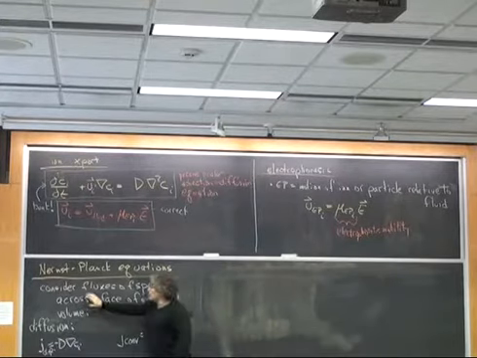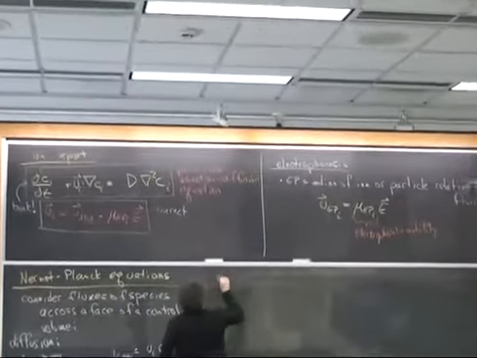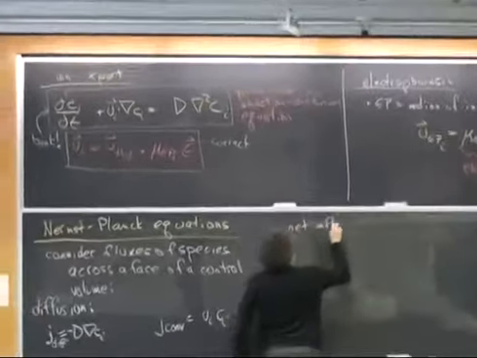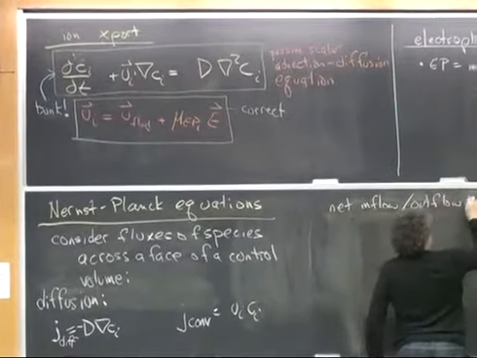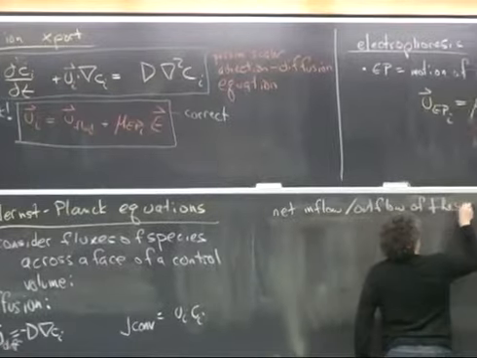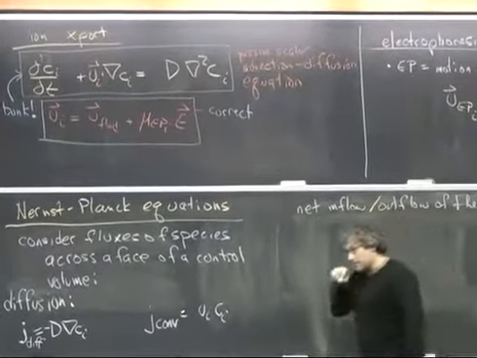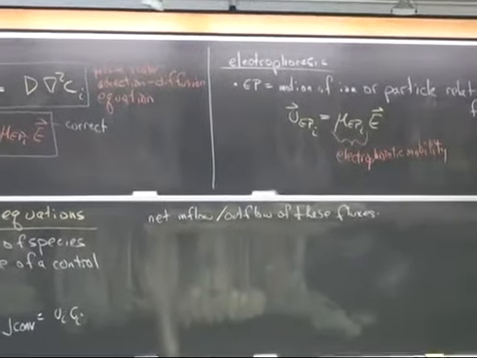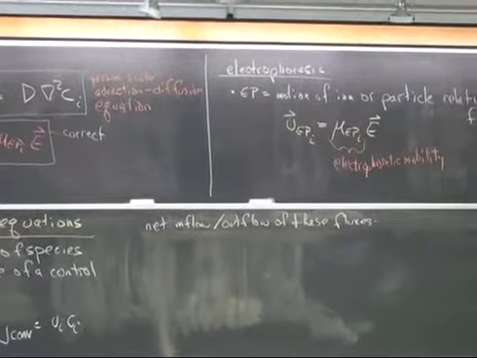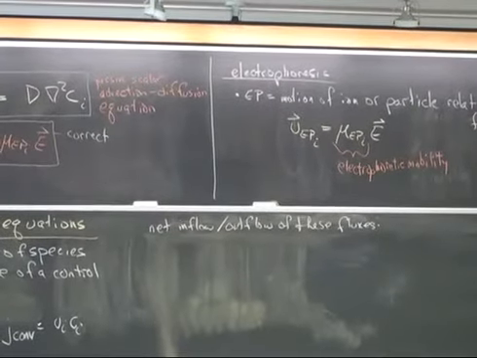If we then want to determine what is the net inflow or outflow of these fluxes, if I want to determine the net inflow or outflow of a flux, what's the vector operation I use to determine that? The divergence.